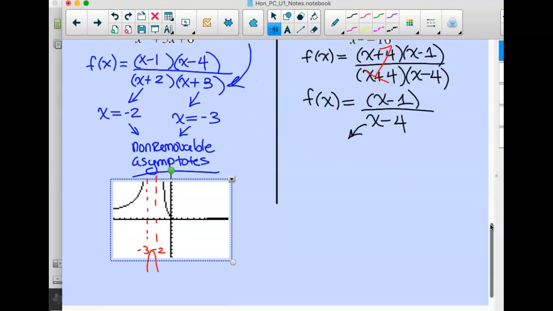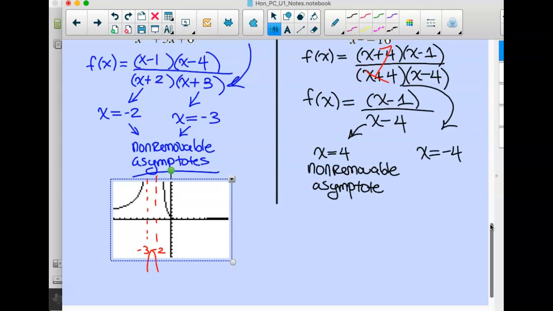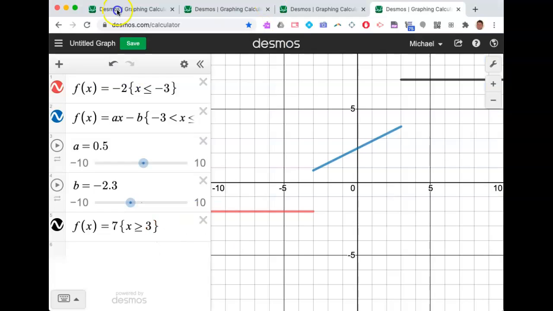Now the graph will show two discontinuities. One where x is 4, that was not removed, therefore it's an asymptote. The other discontinuity is the factor on the bottom that canceled out. So x equals negative 4 is going to be a removable discontinuity, and that's a hole. Now holes are strange because they're hidden. You would never know they're there unless you know that you're supposed to be looking for them. And that's why they're removable.